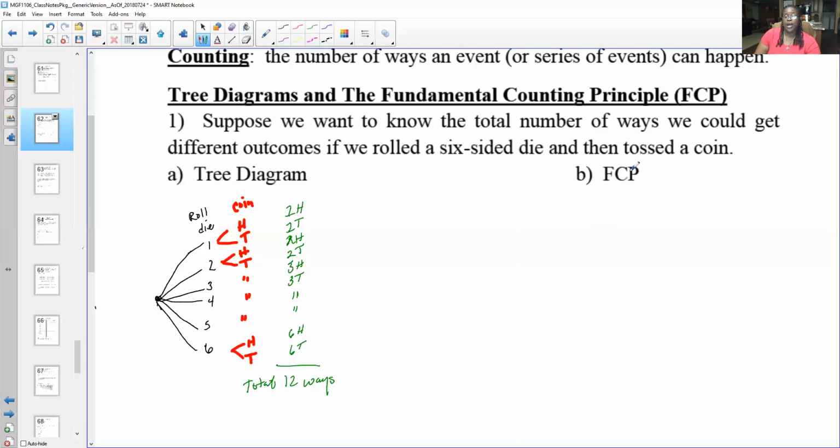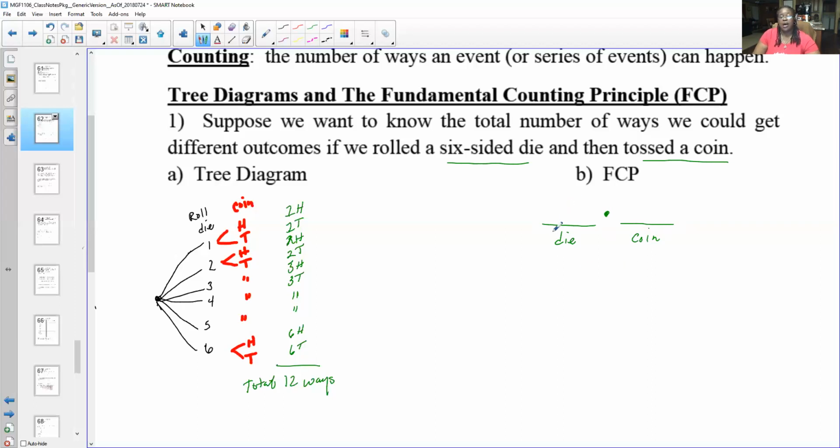So with our fundamental counting principle, we have the 6-sided die, and then we have the coin toss. So since we have 2 different events, we're going to have 2 lines. 1 line representing each event. We have multiplication holding them together. The first line represents our die toss. And then the second line is our coin toss.